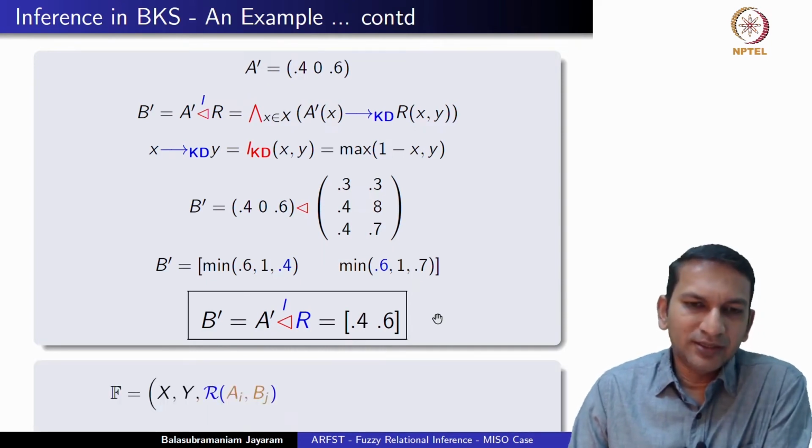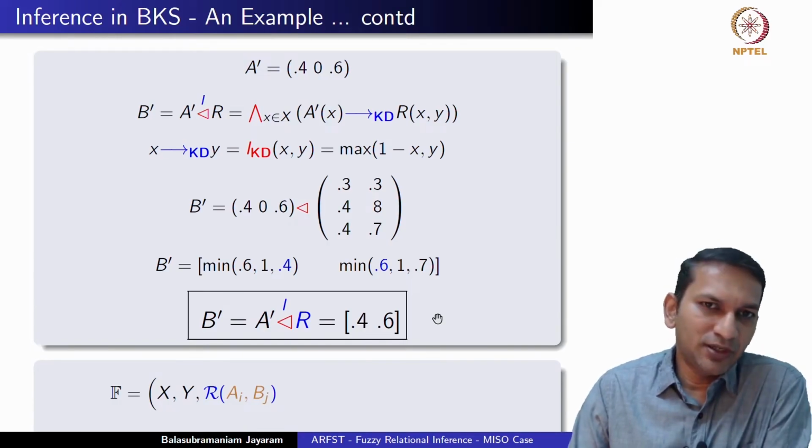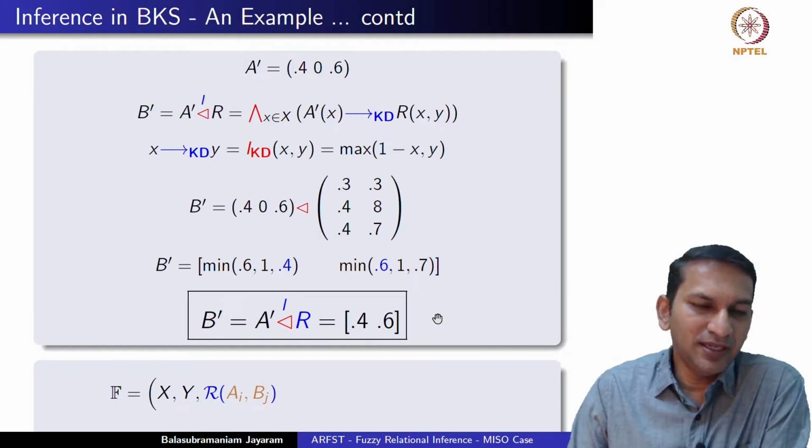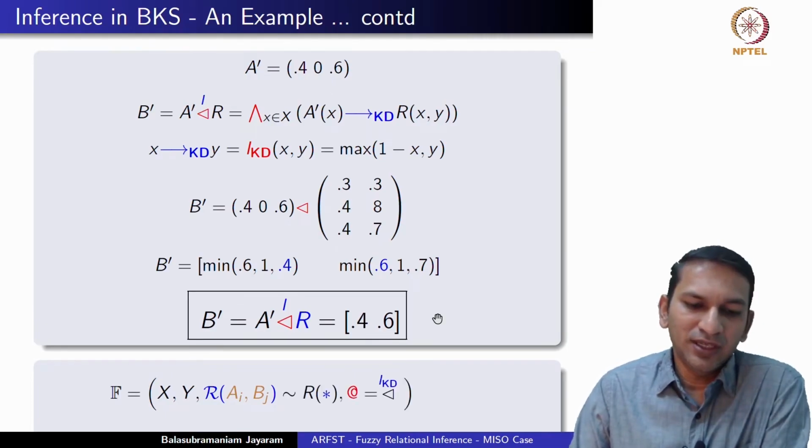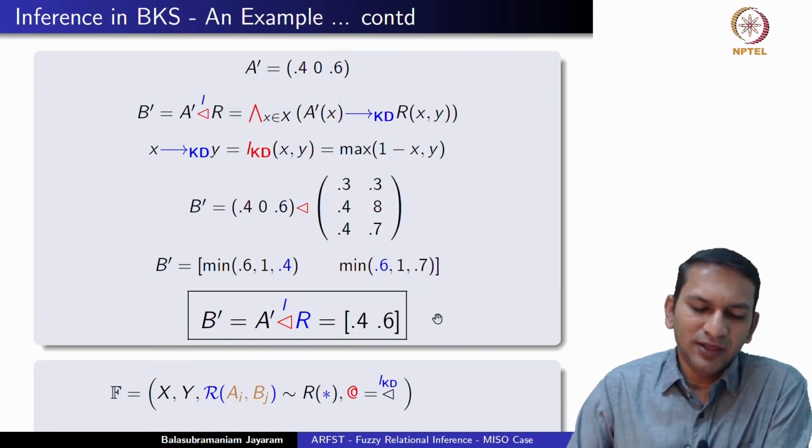And if you were to write this inference, you see that x, y, and the rule base are fixed. And we know the inference is captured by the relation and the composition. In the BKS case, it is an inf composition. That is clear. In this case, we have used the Kleene-Dienes implication. Note that the relation itself has been obtained by the T naught.